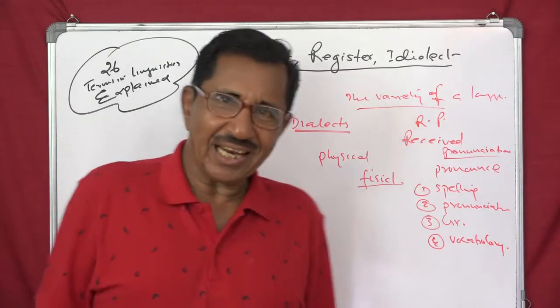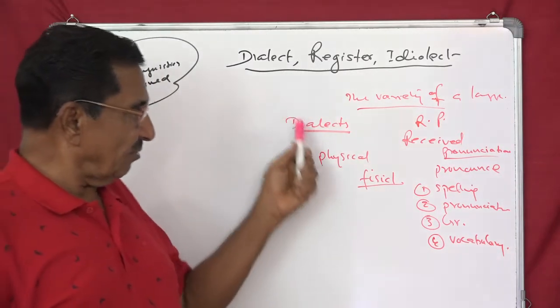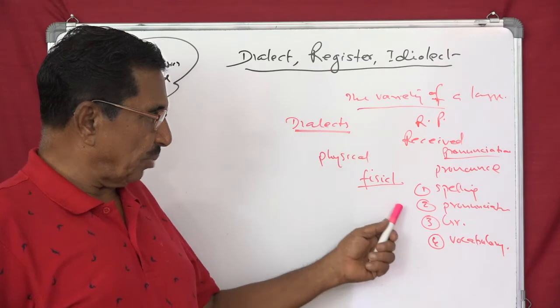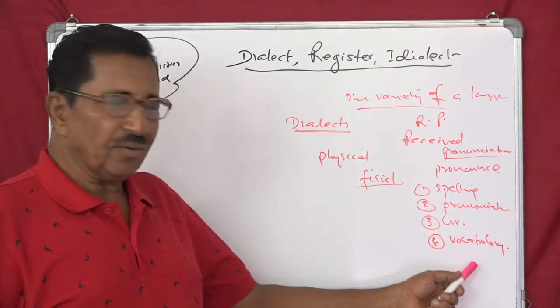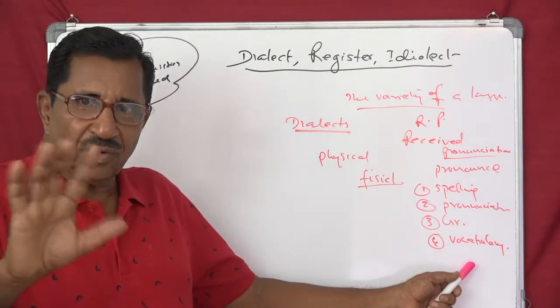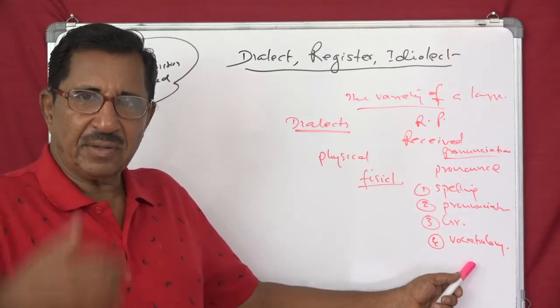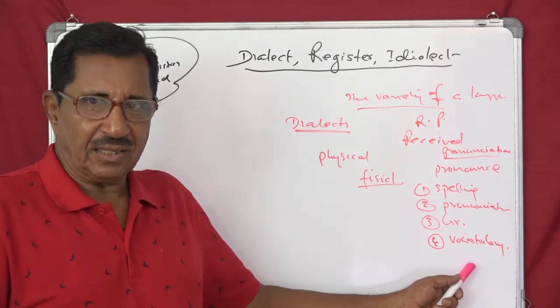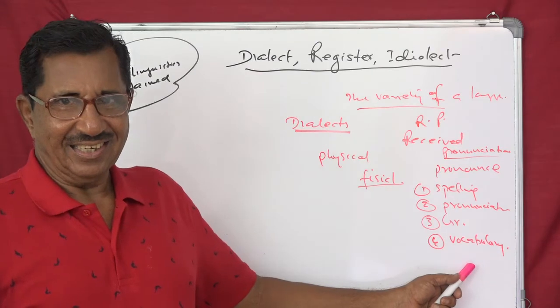So then what is a dialect? A dialect is a variety of language where you find differences in spelling, pronunciation, grammar and vocabulary. They need not be all the four together. In some it is grammar, in some it is vocabulary, in some it is like that. Understand? Yes. So that is what it is.